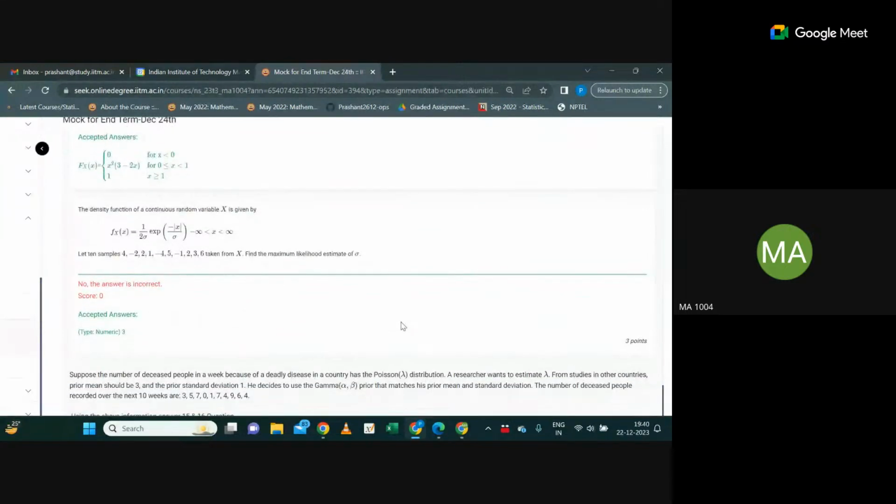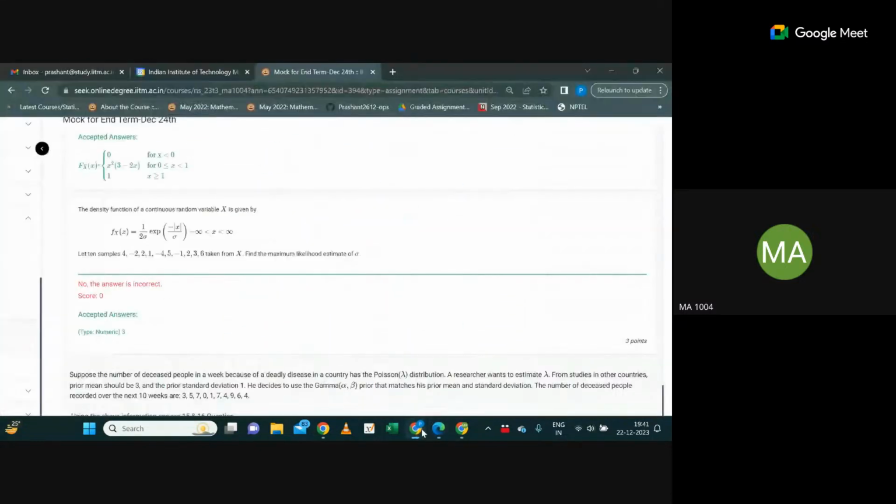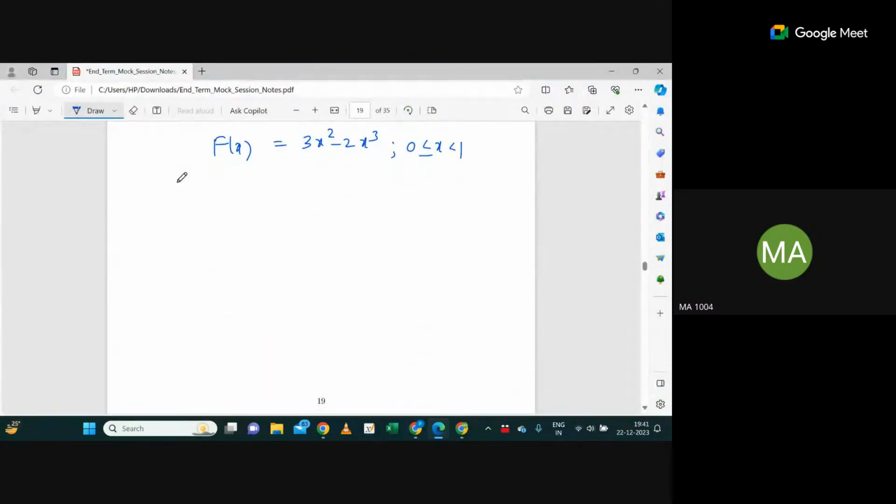Yeah, let's move to this part. I think we have to find the maximum likelihood estimate of sigma, right? The approach is the same. The PDF is given to us. This is question number 14, I think.